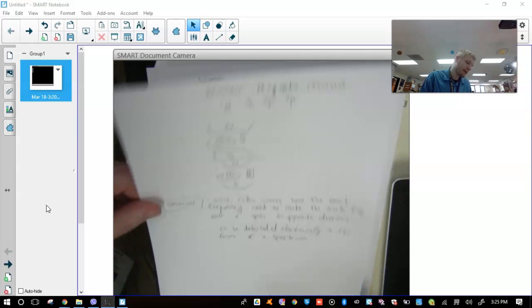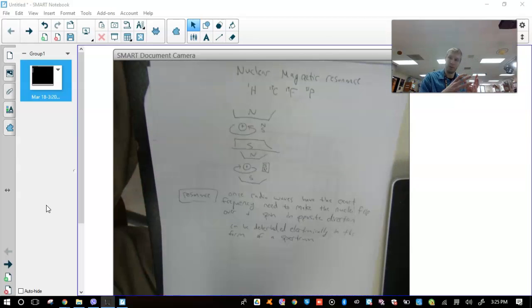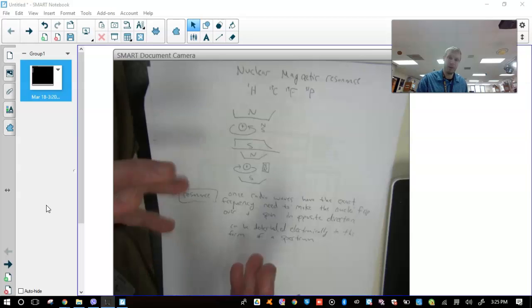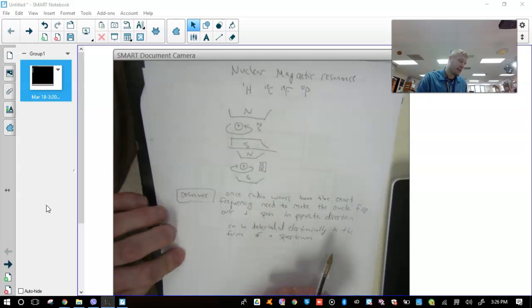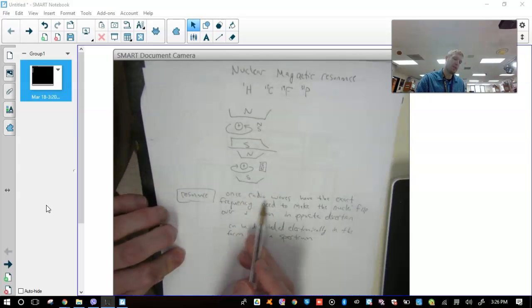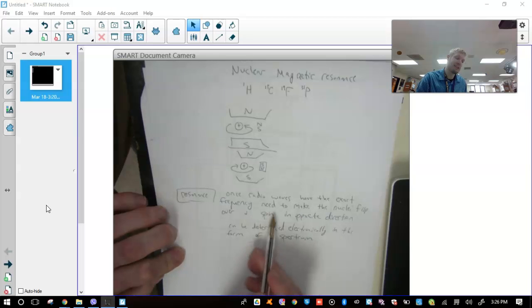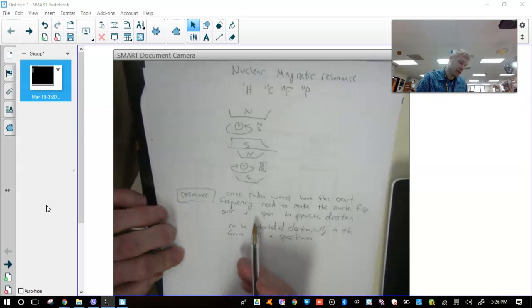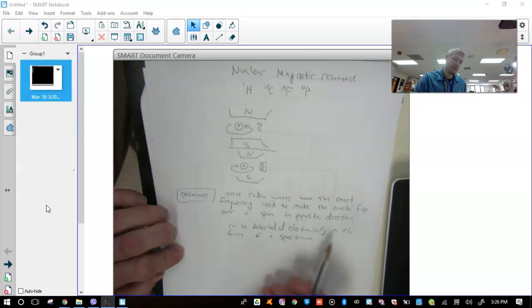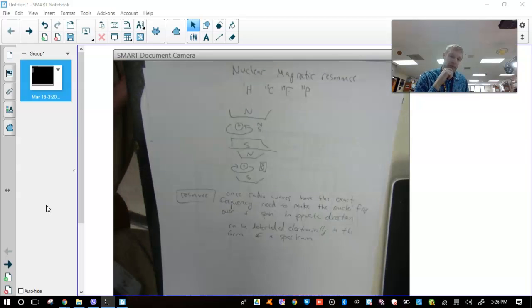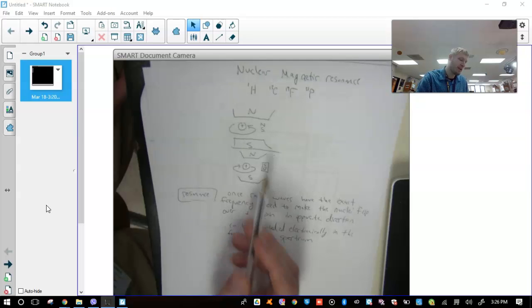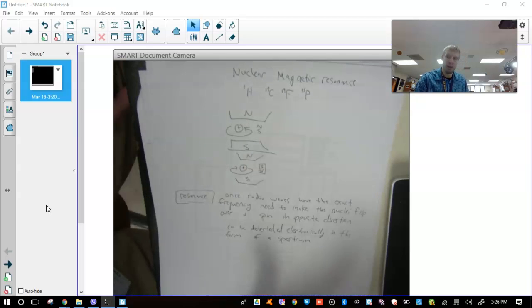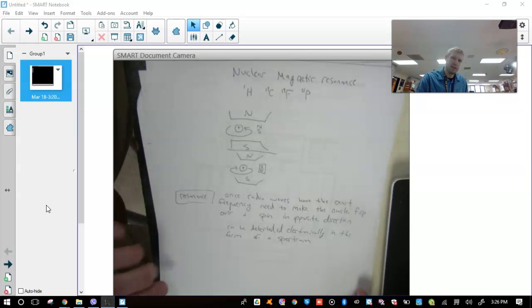So we've got nuclear magnetic resonance. We've got nuclear, the nucleus. We've got magnetic, putting it into a magnet, and we've got resonance. So once radio waves have the exact frequency needed to make the nuclei flip over and spin in the opposite direction, that can be detected electronically in the form of a spectrum. This is what is called resonance, that flip with the right radio frequency.